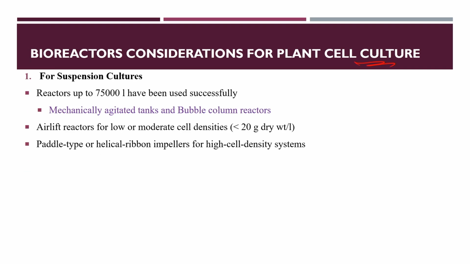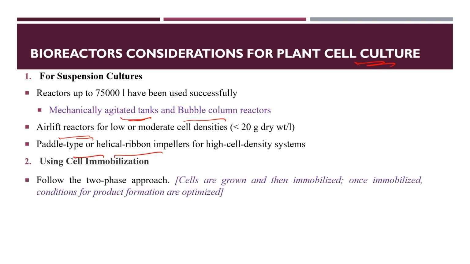Similar to animal cell culture, we will quickly see the bioreactor configuration for plant cell culture. If it is a suspension culture, we can use a mechanically agitated tank and bubble bioreactor. As I told earlier, the airlift reactor is also suitable for animal and plant cell culture, and we can also have special impellers which exert less shear.